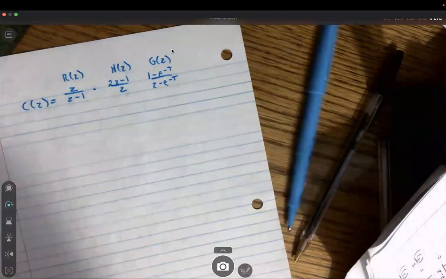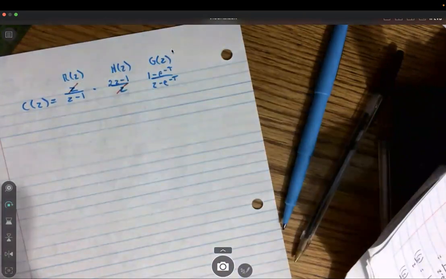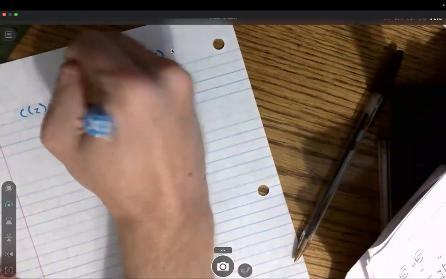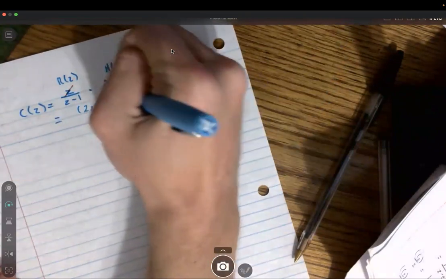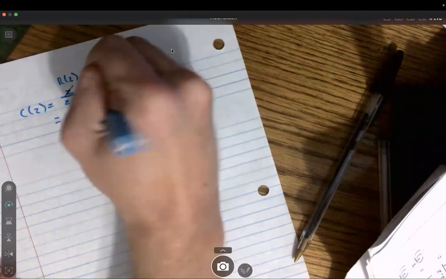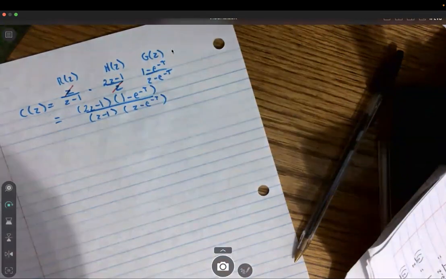We're going to notice that the z's will cancel here, z with z, and now we're left with the following. So simplifying, we get (2z minus 1) multiplied by (1 minus e to the negative T) all over (z minus 1)(z minus e to the negative T). Cool. Now, in order to solve this system, we have to do partial fraction decomposition in order to get c(t).